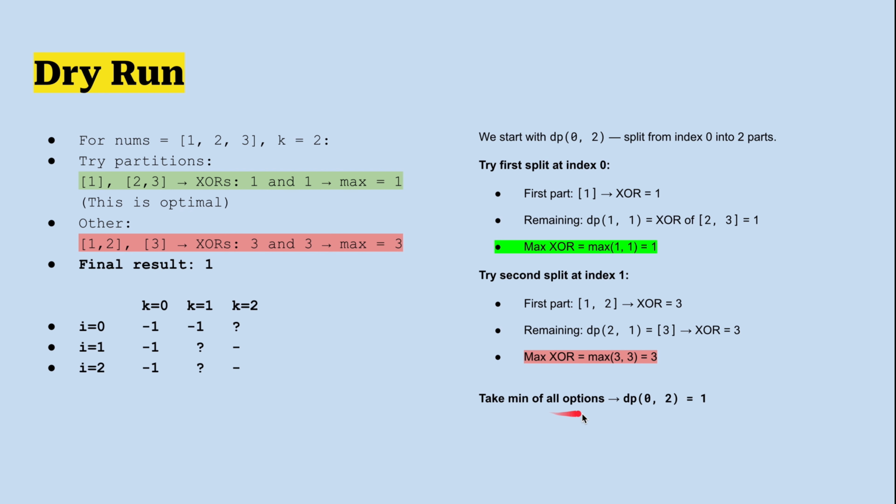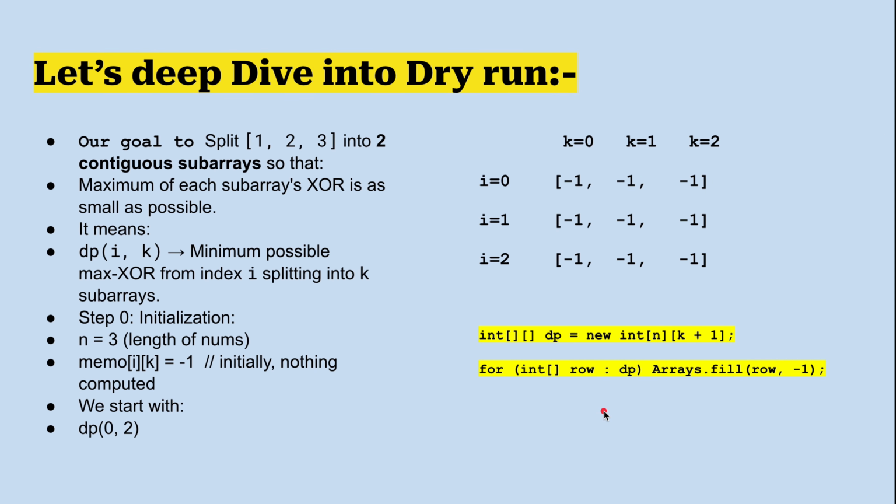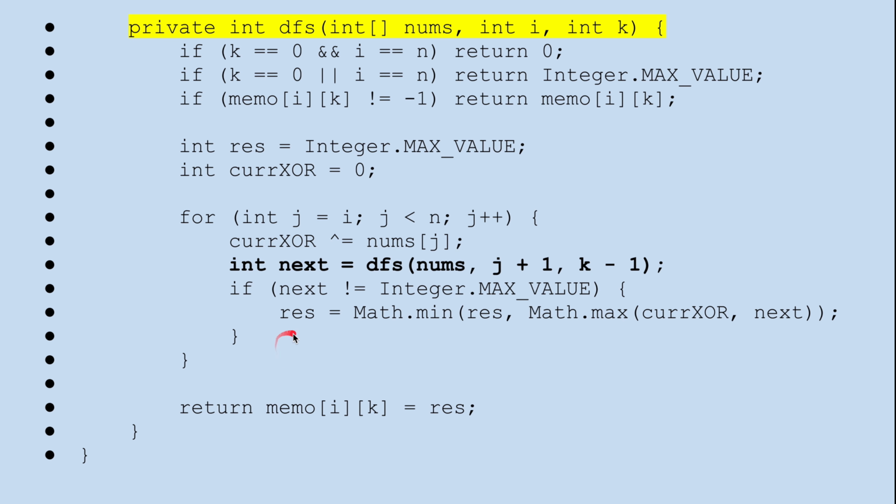Now take the minimum of all. What is the minimum of all? So at DP at 0, 2, we are getting 1. So this is our minimum RES, right? So this is our RES that we will update. We have to find the minimum, right?